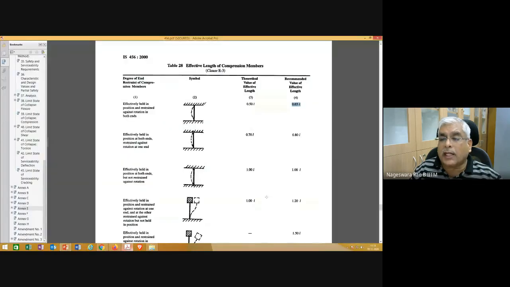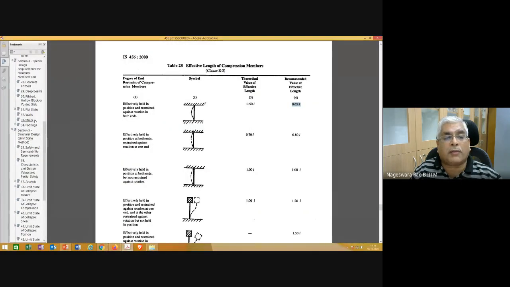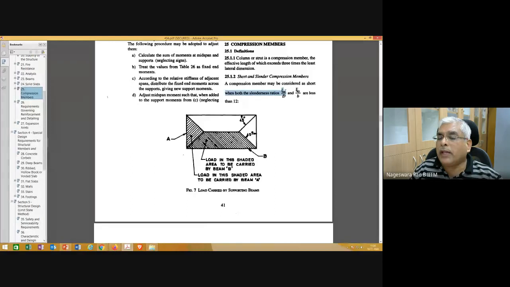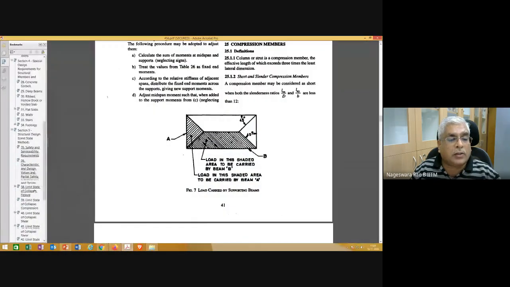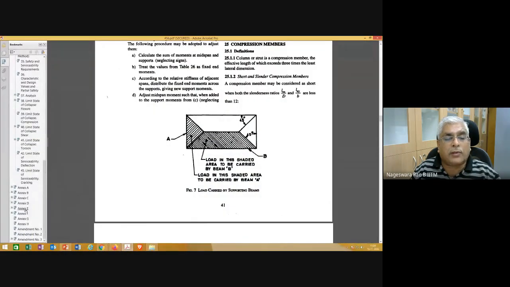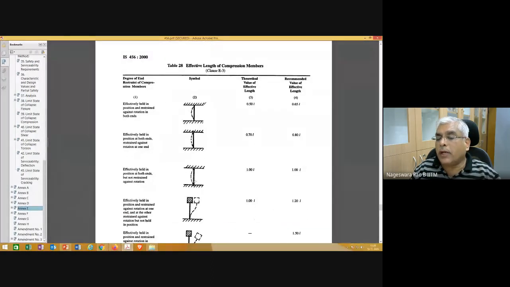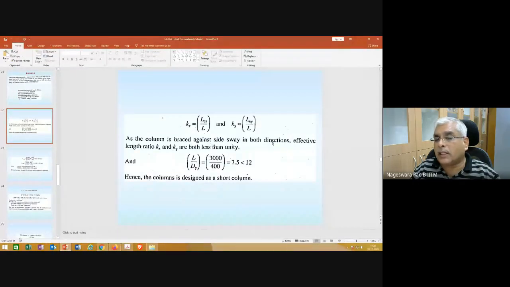Another thing is this slenderness ratio has to be calculated with respect to the effective length. But the maximum LEX can be is equal to L, the unsupported length. That is for the case when two ends are hinged. When two ends are hinged, this factor is equal to 1. In all the rest of the cases, it's less than 1. So that is what is mentioned here.